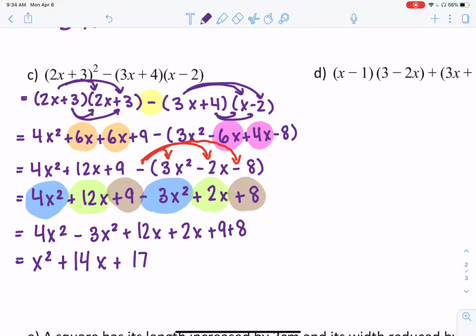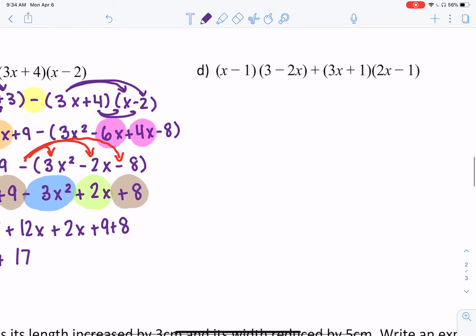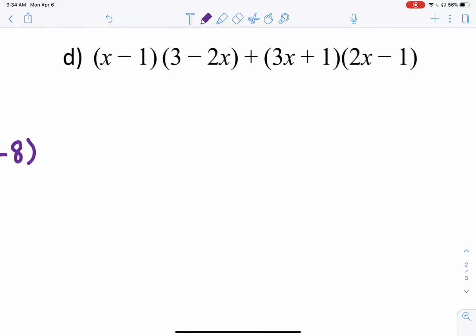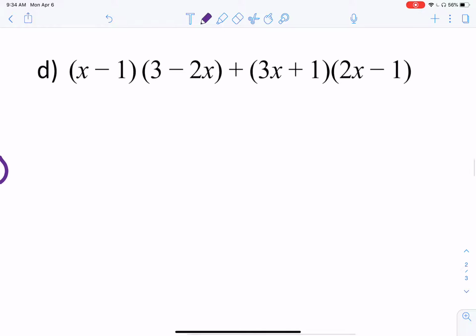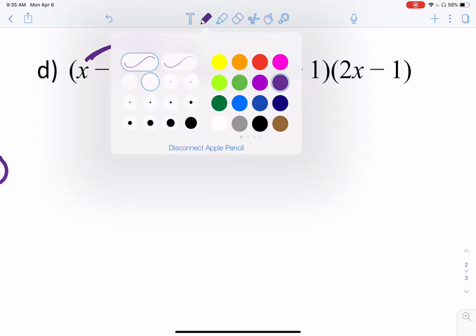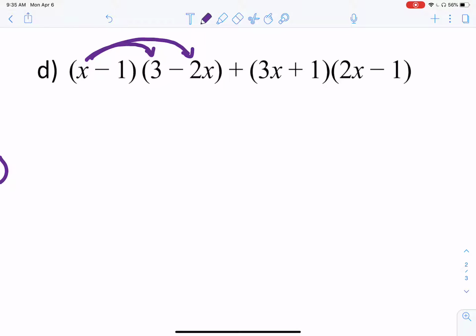So we'll try one more over here. So same idea, we're going to start by multiplying out our brackets. So again, be very careful that we don't have any negatives there. So because we don't have negatives, we don't need to worry about everything that we had to in the first one. So this will give us 3x minus 2x squared minus 3 plus 2x. And then we'll do the same thing over here.